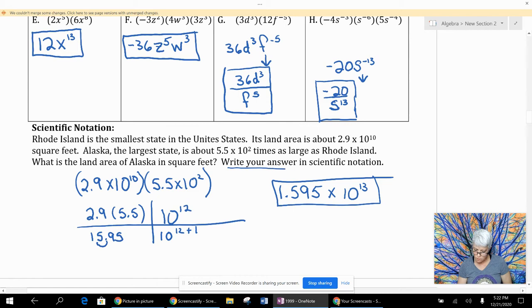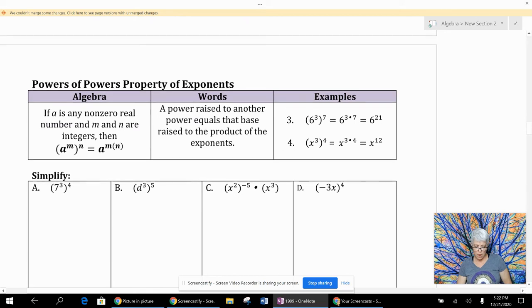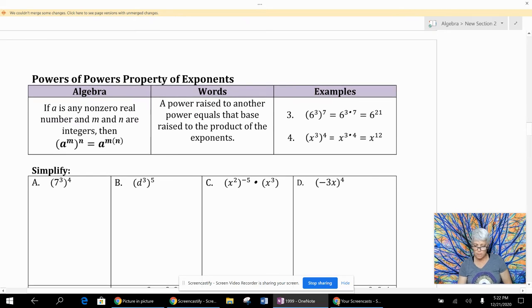Because this says to write your answer in scientific notation, don't try to get an answer to that. You could work it all the way out, but it wants it written in scientific notation. All right, power to the power. I don't know if you've ever seen a number like 5 to the power of 4 to the power of 3. Did you know you could do that? Yes, you can. That's what we're looking at, power to the power.